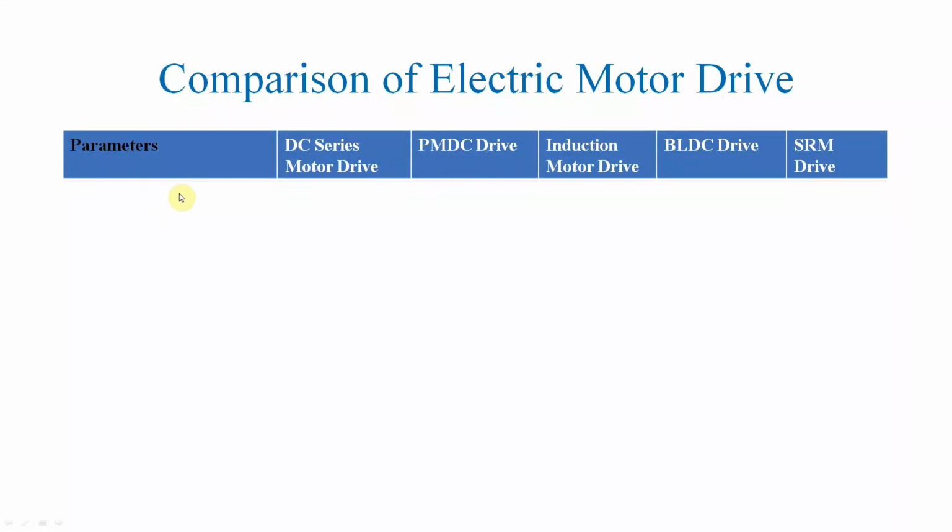So we will have the parameters, and we will compare the DC series motor, PMDC motor, induction motor drive, BLDC drive and SRM drive. Here we are comparing electric motor drives and not only the motor.